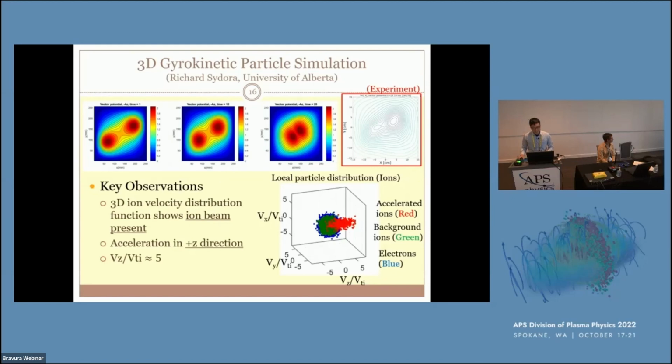If we look at the ratio of the velocities to the thermal velocity, Vz compared to the thermal velocity is about 5. Previously I showed that the ion beam is about 15 eV, which is a ratio of about 3. So it's off a little bit, but this result looks very promising, and it solidifies what we've seen in the experiment.